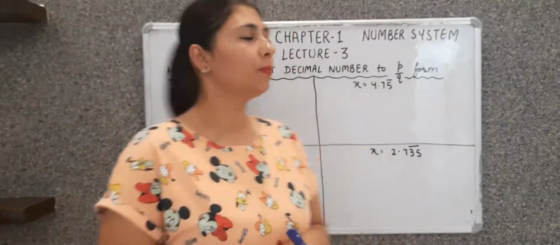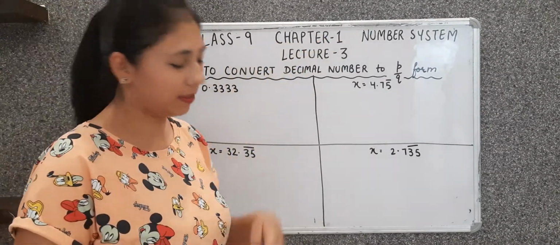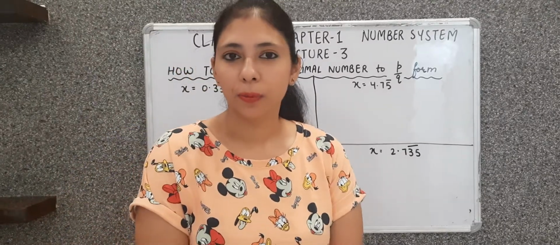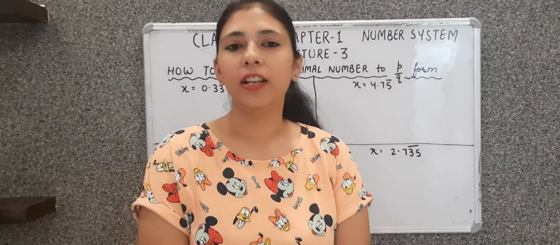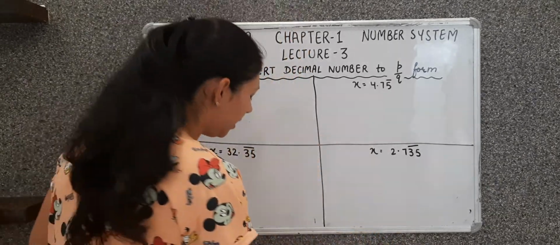Hi guys, this is lecture 3 of my class 9 chapter 1, Number System. Okay, you all know that the decimal representation of a rational number is either terminating or non-terminating repeating.